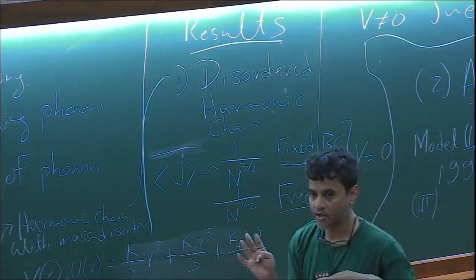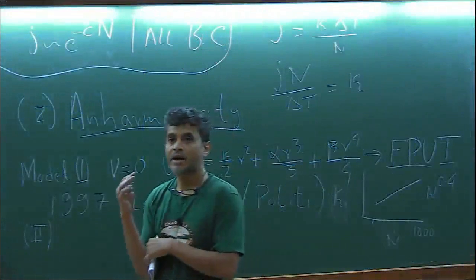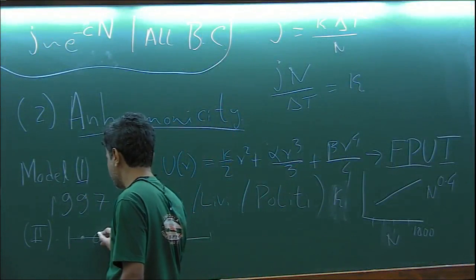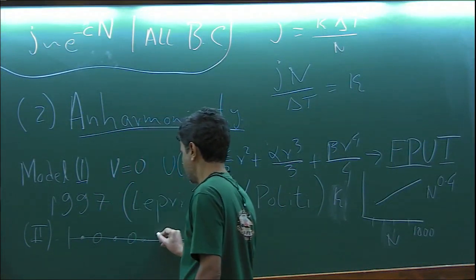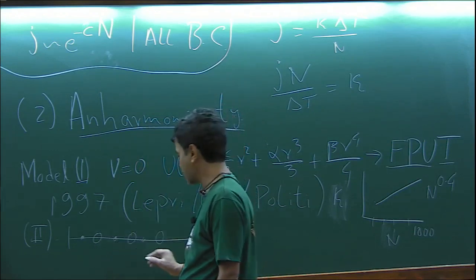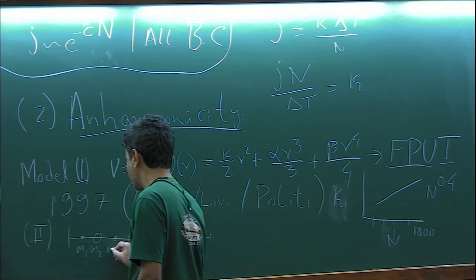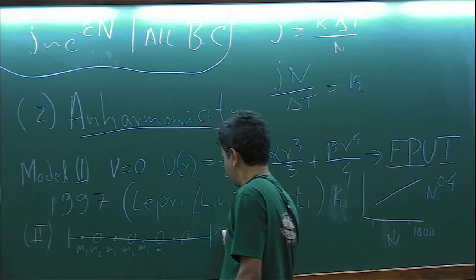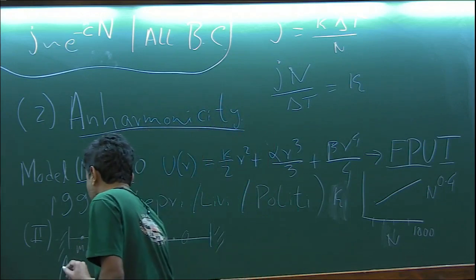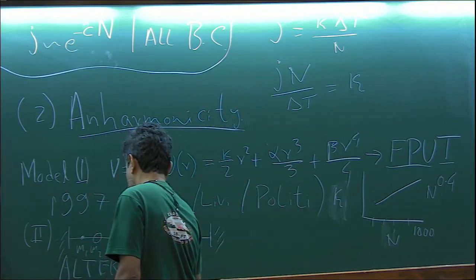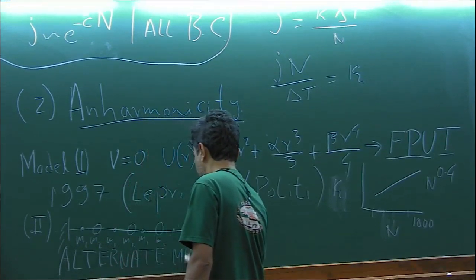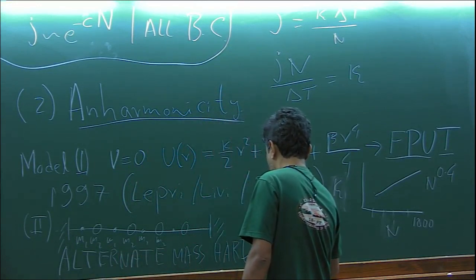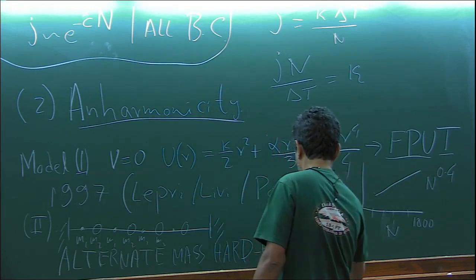Now you can make it interacting by doing a small modification, which is to take particles of alternate masses. These are all point particles, I'm just drawing circles. But their masses are M1, M2, M1, M2. This is not disordered, it's just alternate masses. So this is called the alternate mass hard particle gas.